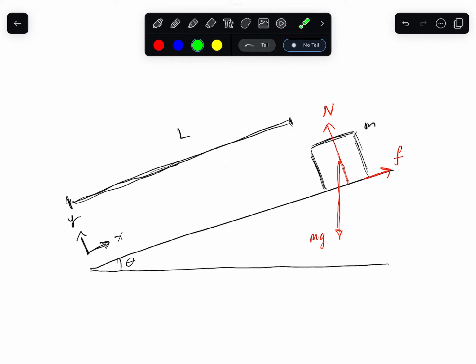And what I want you to notice is that friction is along the x-axis, the normal force is along the y-axis, but gravity is not along either axis. And so what we really need to do is decompose the force of gravity into its x and y components. So let's go ahead and do that over here. So we are decomposing gravity into its x and y components.